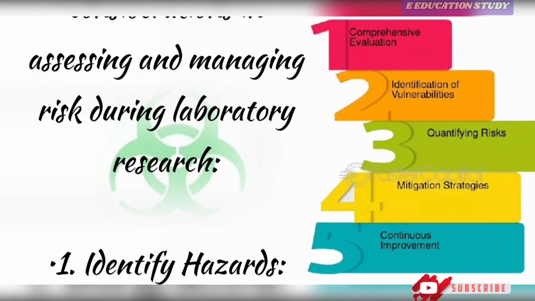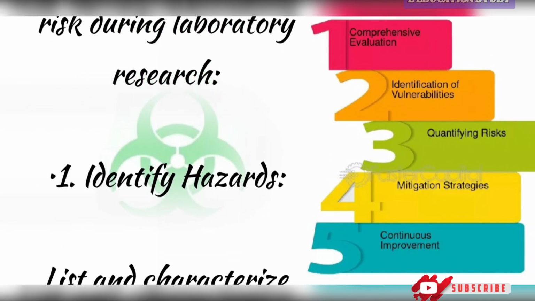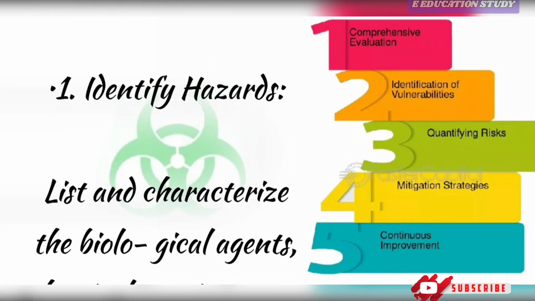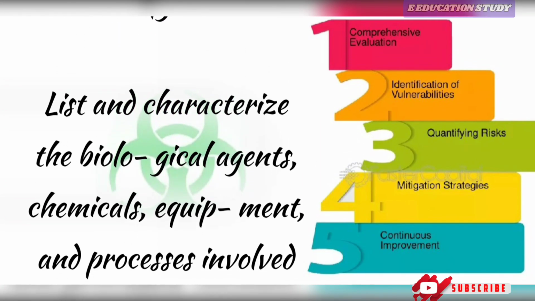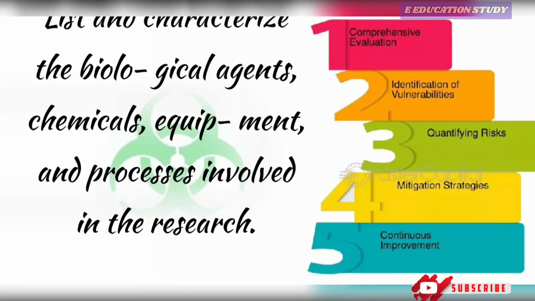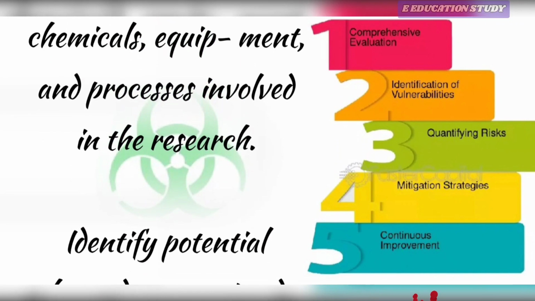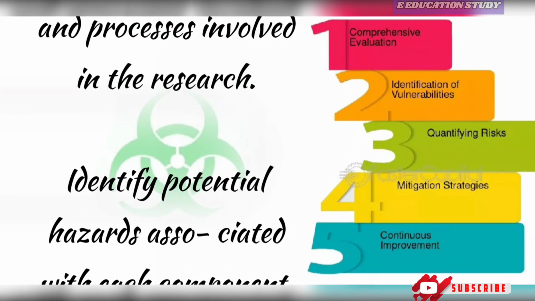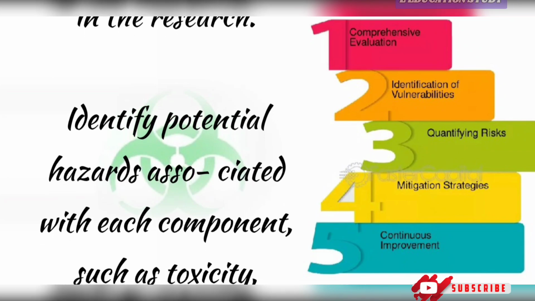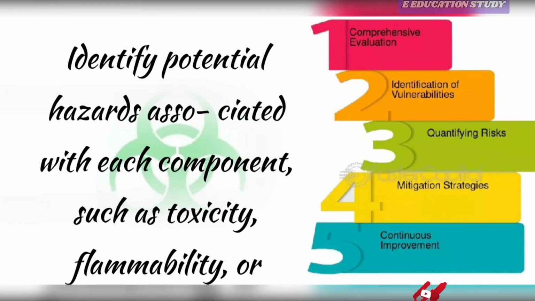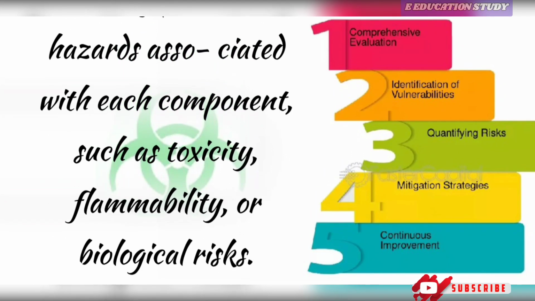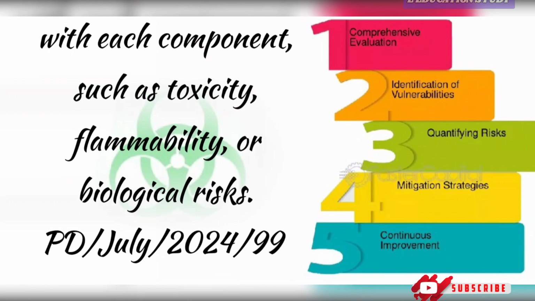1. Identify hazards. List and characterize the biological agents, chemicals, equipment, and processes involved in the research. Identify potential hazards associated with each component, such as toxicity, flammability, or biological risks.